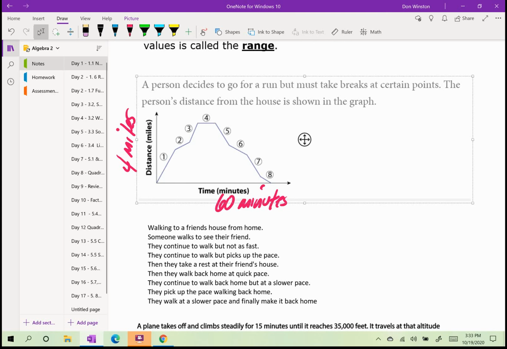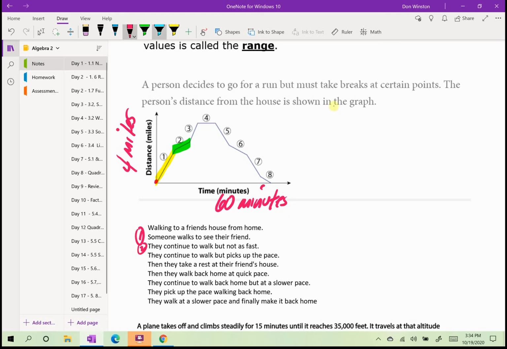Okay, and so that can be represented as line 1 here. They're walking, so when they start from home, they travel at 0 distance and 0 time, but then they start to walk or run to see their friend. Okay, so that would be that line there. So they ran so many minutes and went so many miles. They continue to walk, but not as fast. And so you see that this line is not as steep as the other line. So that would be like line 2.